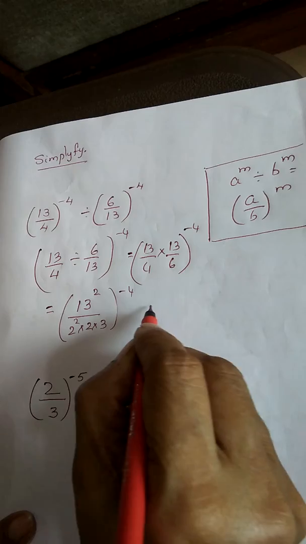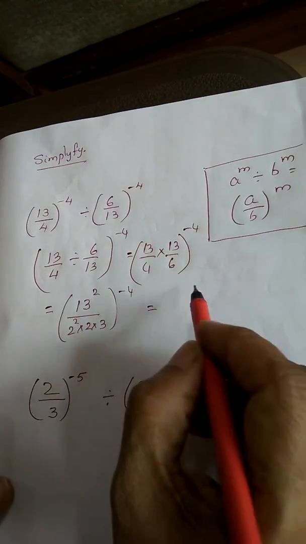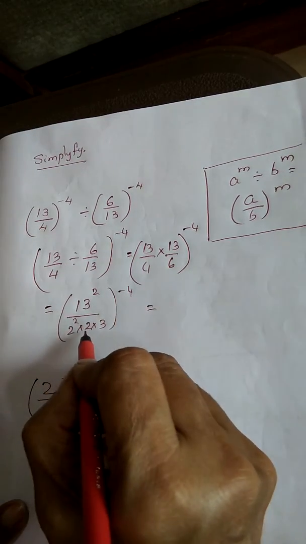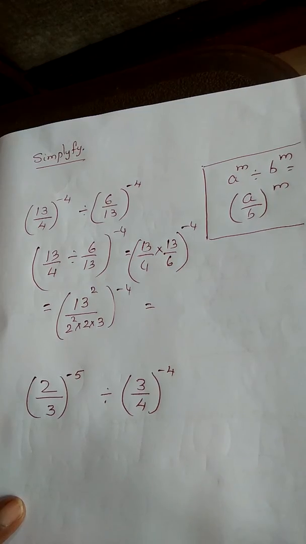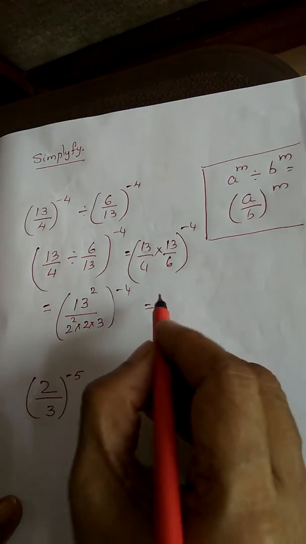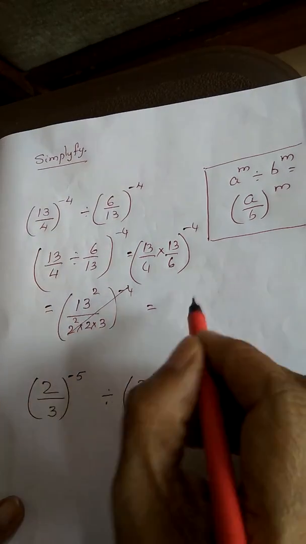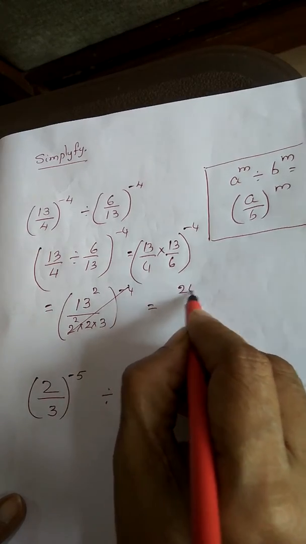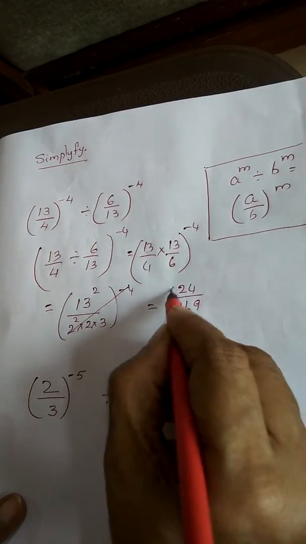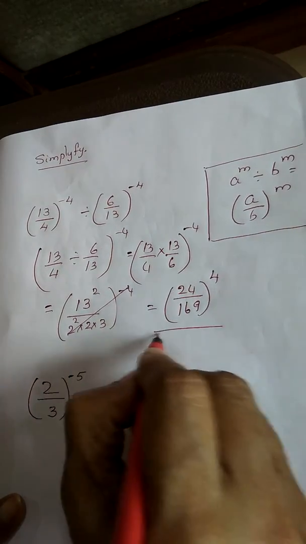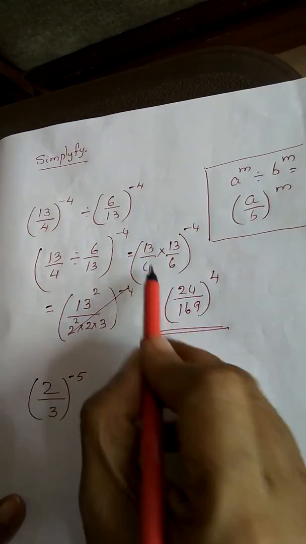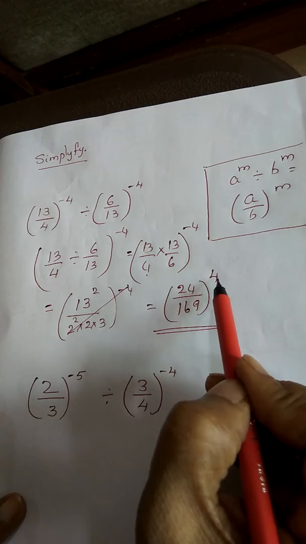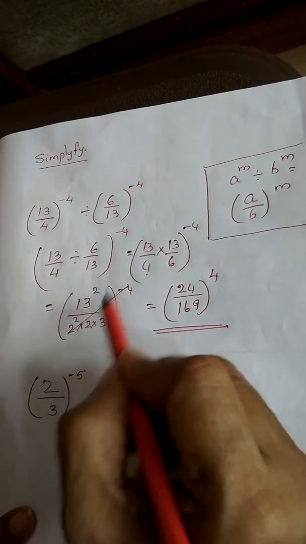So this is equal to 13 squared by 24. So this is not a very easy way of doing it. So we can simply write this as 24 by 169 to the power of 4. That will be enough. 24 by 169. I have taken the reciprocal to make this negative exponent positive. So that will be a much easier way of doing it.